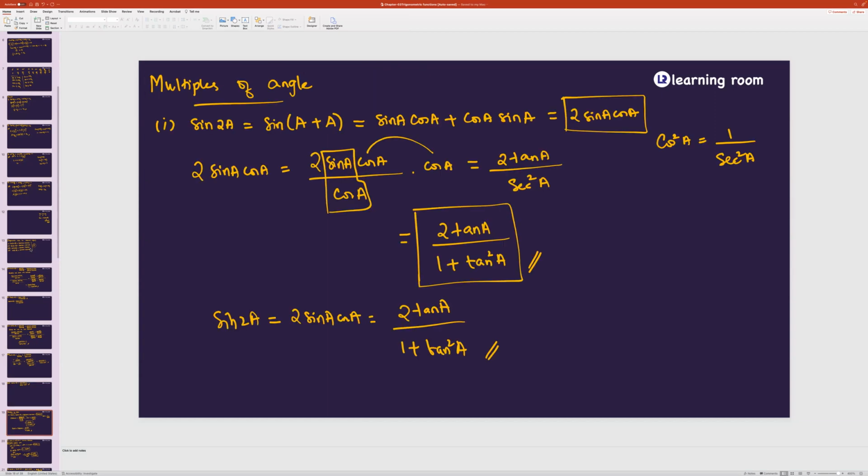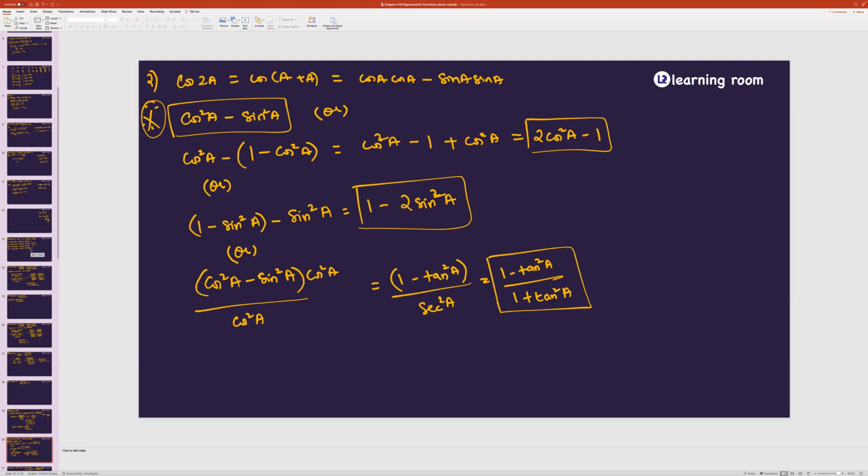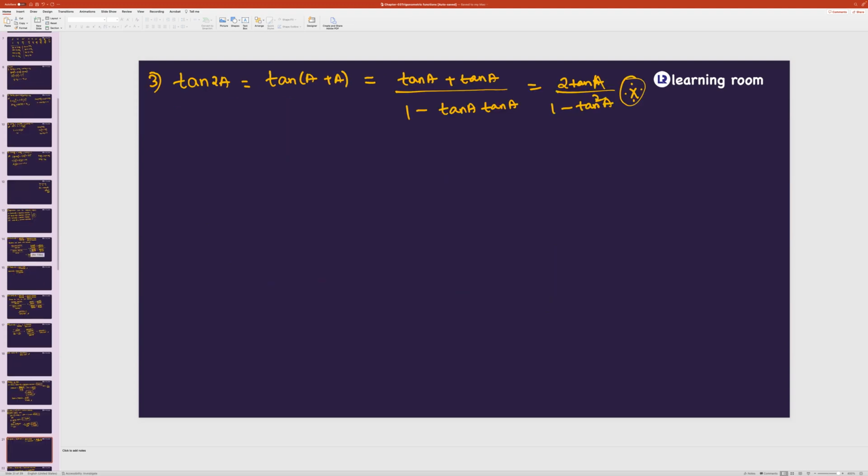Then we saw sin 2A. So what is one of the formula for sin 2A? 2 sin A cos A. Right. What is the other formula for it? 2 tan A by 1 plus tan square A. Right. Similarly, cos 2A. There are 4 formulae. What are they? Cos square A minus sin square A. Or? Correct. Or? Correct. So tan 2A. 2 tan A by.